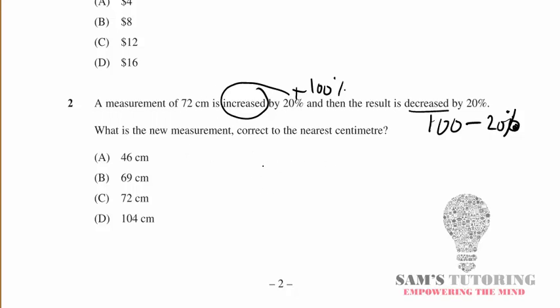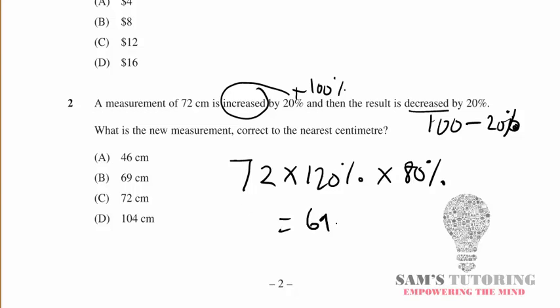Alright, so that's going to be 72 times 100 plus 20, which is 120%. Times 80%. 100 take away 20 is 80%. So 72 times 120% times 80% gives you 69.12. Of course, closest to the nearest centimeter would be 69 centimeters. Okay, so that's the way you do that one.